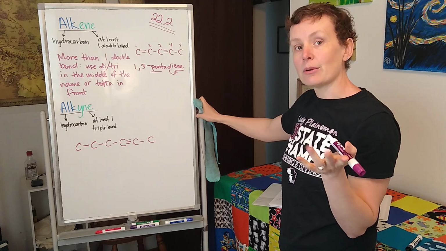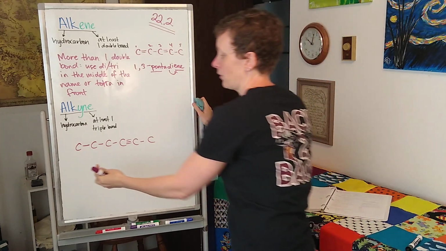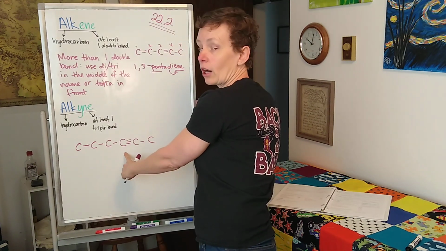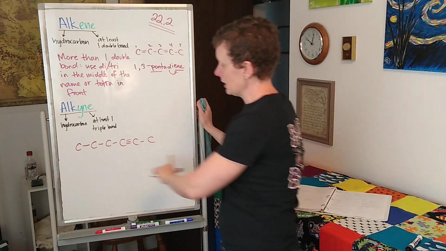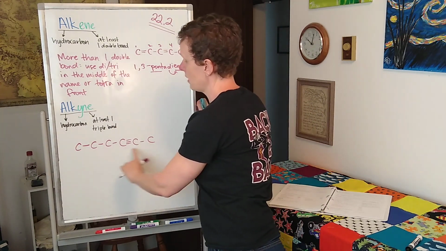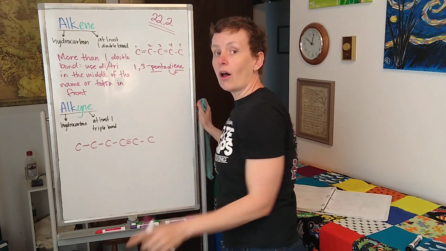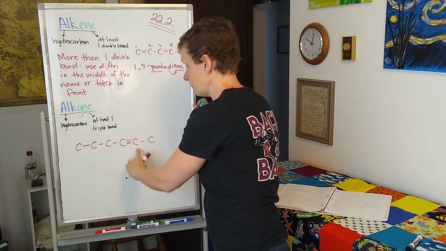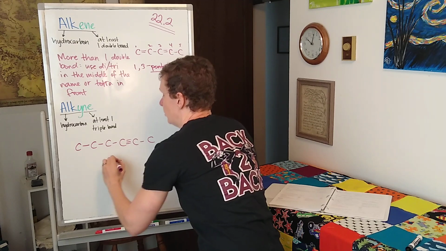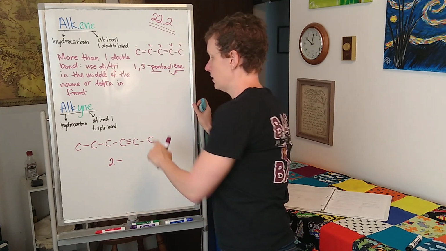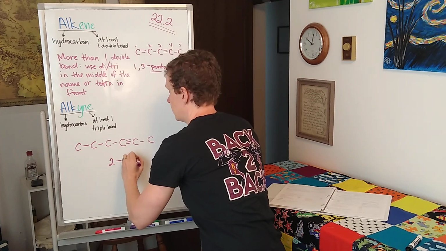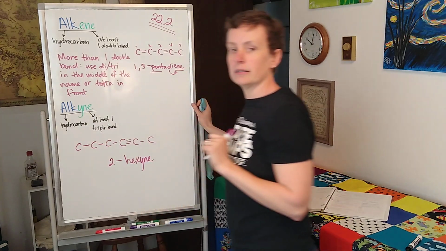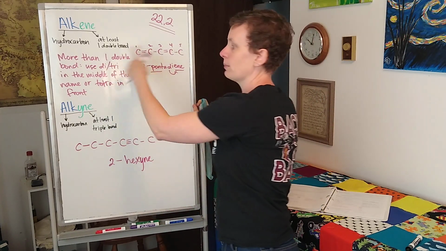But when we number this one, think about which way we want to number it. If I number from left to right, 1, 2, 3, 4, 5, 6, my triple bond comes after carbon number 4. But if I number from right to left, 1, 2, 3, 4, 5, 6, my triple bond comes after carbon number 2. Always prioritize the lower number for your triple bond or your double bond, okay? So this is following carbon number 2 if I'm numbering from right to left. 6 carbons, the prefix is hex. Triple bond, the suffix is yne. Done.